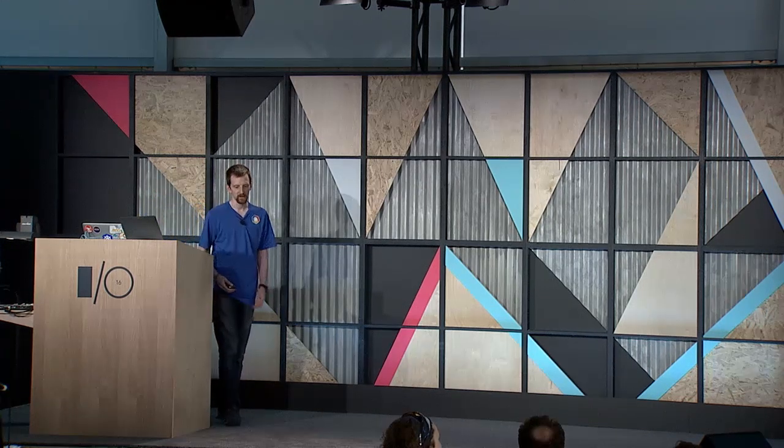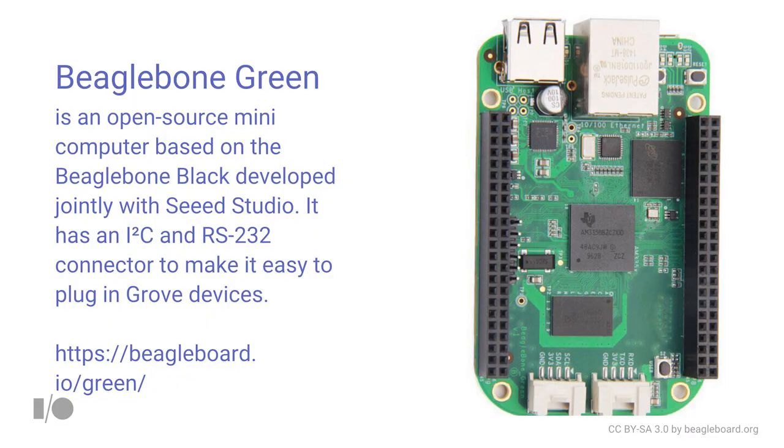So going back, the BeagleBone is an open source mini computer that runs Linux. It's very similar to a Raspberry Pi, if you're familiar with that. It's developed by Seed Studio. It's an open source one, so if you wanted to, you could print these circuits out yourself. But it comes with these really cool connectors, these I2C and RS-232 connectors, which make it easy to plug in some devices without actually having to solder them.